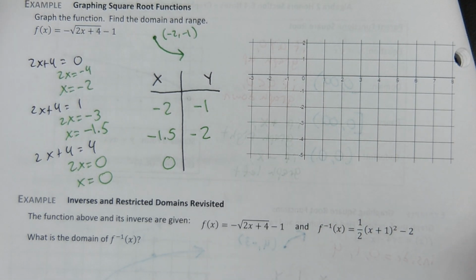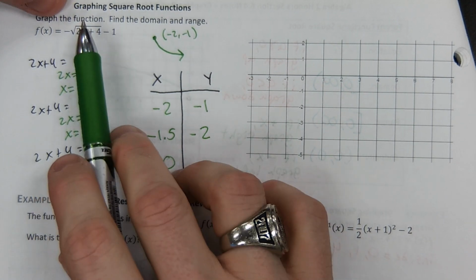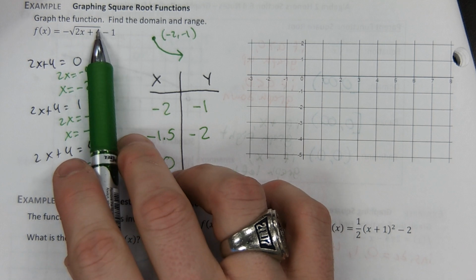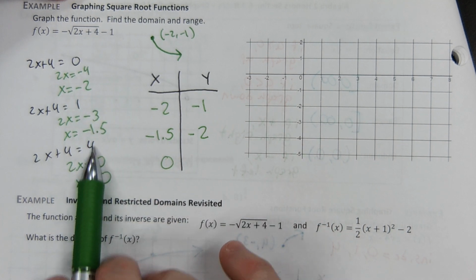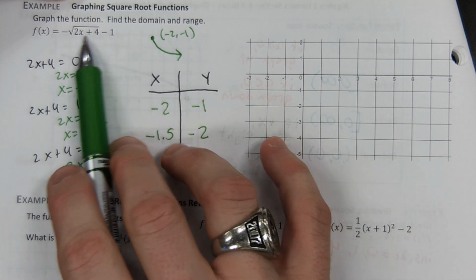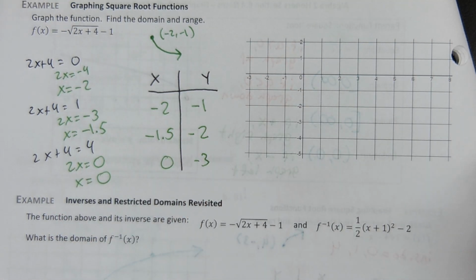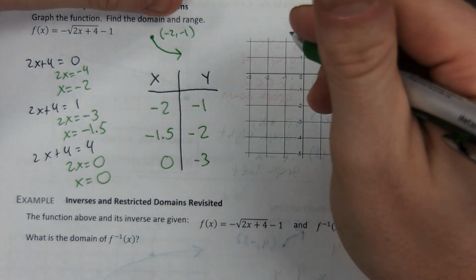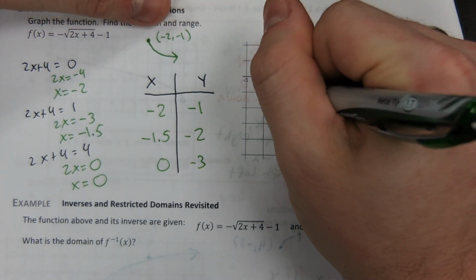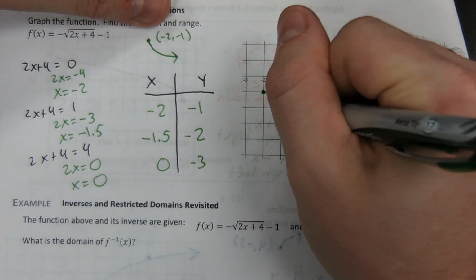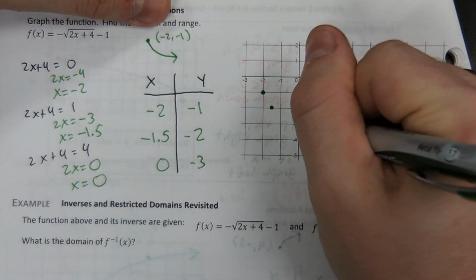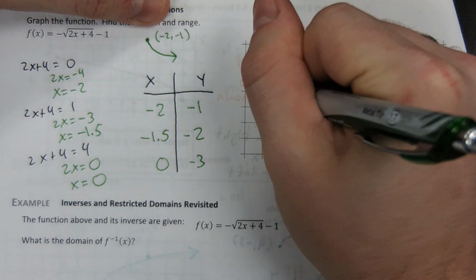And then x equals 0. 2 times 0 is 0. 0 plus 4 is 4. Hey, look, it made the inside equal 4. How about that? Square root of 4 is 2, but it's negative. -2 minus 1, -3. Here are your 3 coordinates. Yep, -2, -1, -1.5, -2, 0, -3. I'll put a little EP right here because that's my end point.